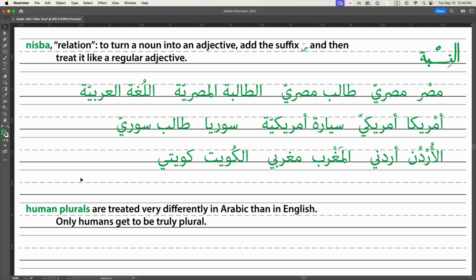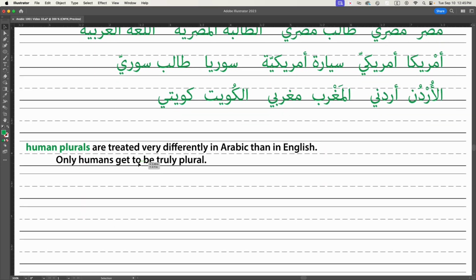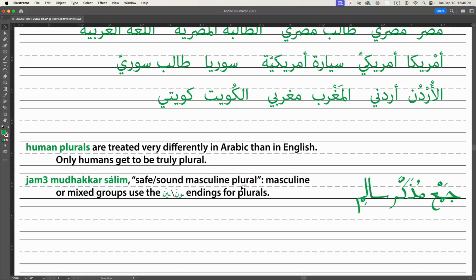All right, now let's talk about human plurals. Human plurals are treated very differently in Arabic than they are in English. Only humans get to be truly plural. Now, technically, this is only thinking beings, so angels and jinn get to be truly plural, but we're not going there. So we're just going to go with human plurals are treated differently. For masculine or mixed groups, that is, if there's even one man in the group, it counts as a masculine or mixed group. Let's ignore the sexist implications of that for now and just focus on the grammar.